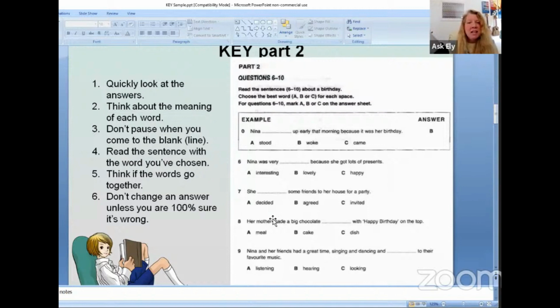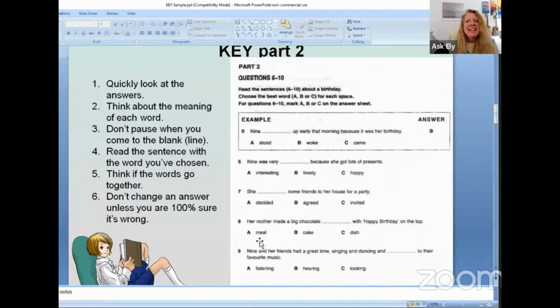I agree. Invited? Past tense of invite, and you invite people to a party, right? You invite people to your birthday. If it's your birthday, you invite them. So past tense is invited. So she some friends to her house for a party. What's the right word? She invited some friends to her house for a party, right? Because invited is to a party. And remember, don't stop. Read the whole sentence.